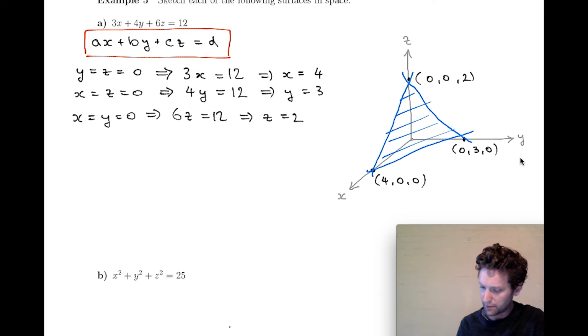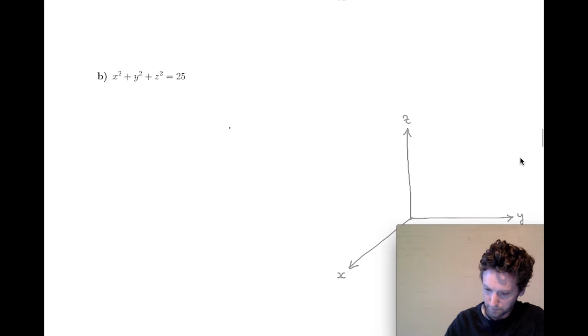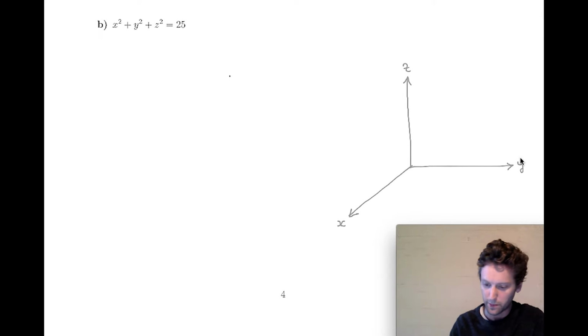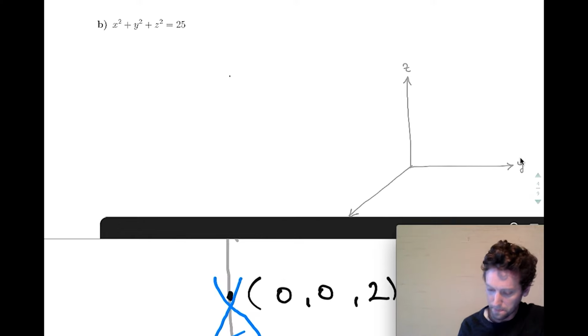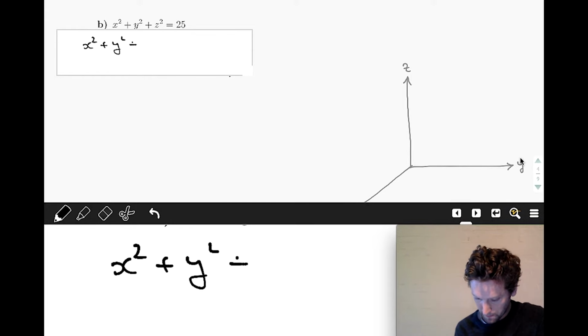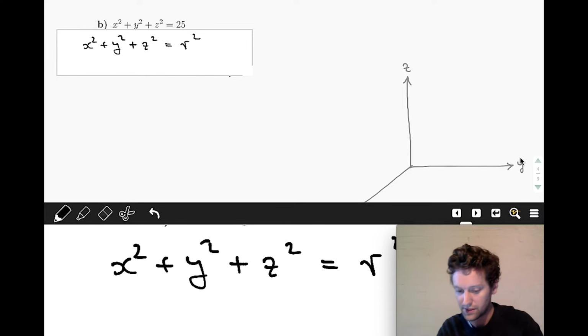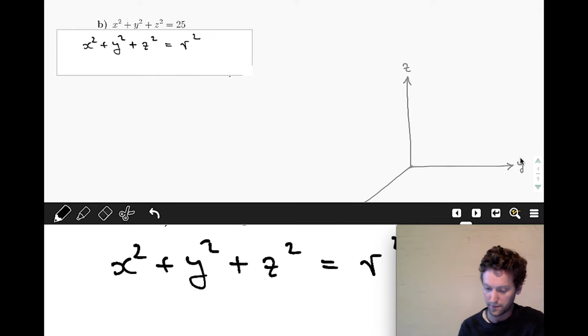Okay, let's look at the next example. x squared plus y squared plus z squared is equal to 25. You see that that is of the form x squared plus y squared plus z squared is equal to r squared. And that's the equation for a sphere. So this is a sphere of radius r. r here is equal to 5.